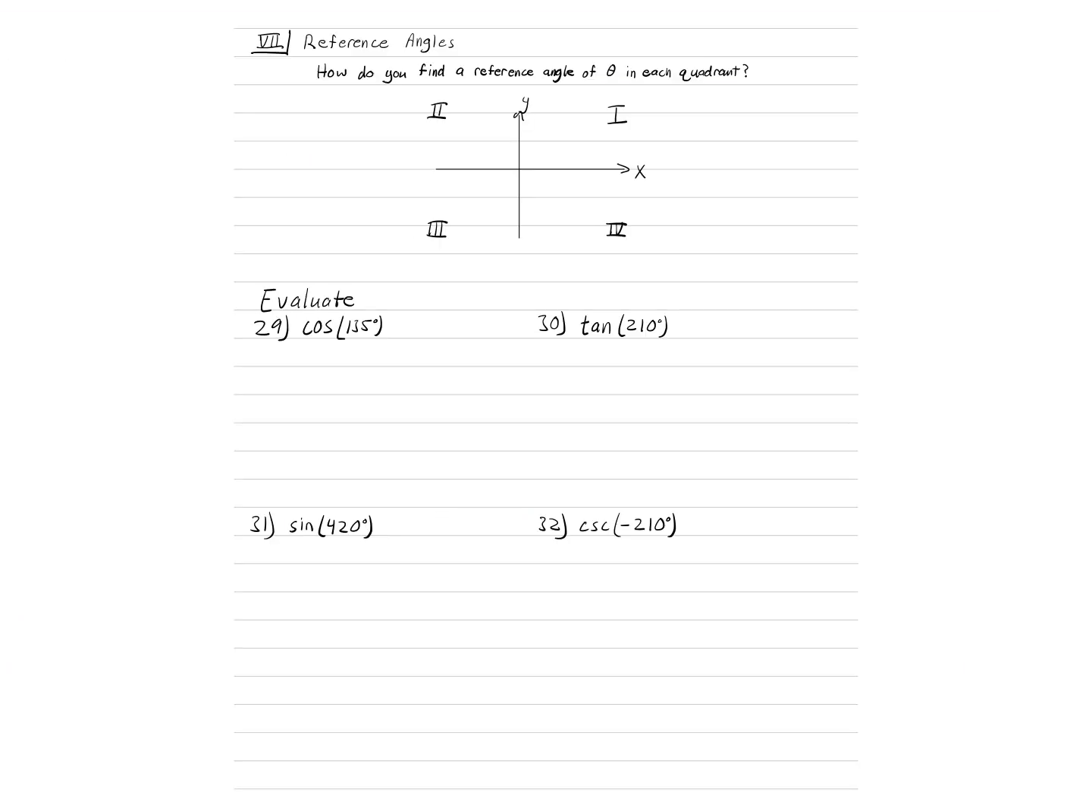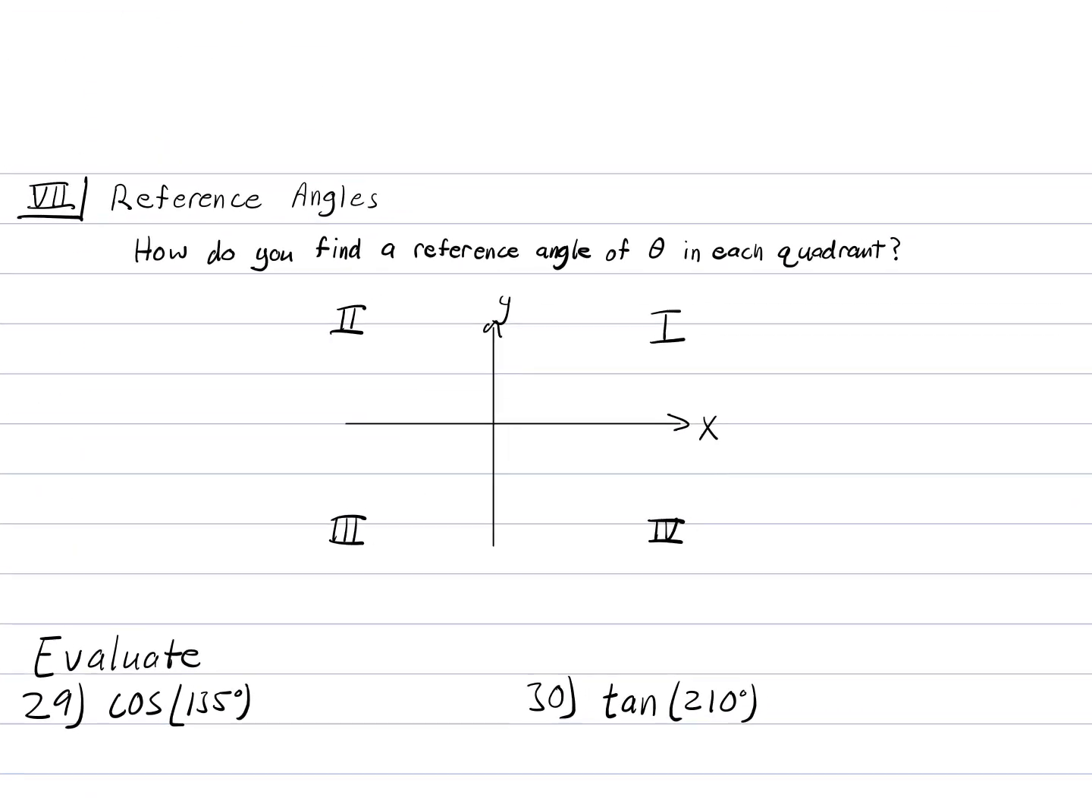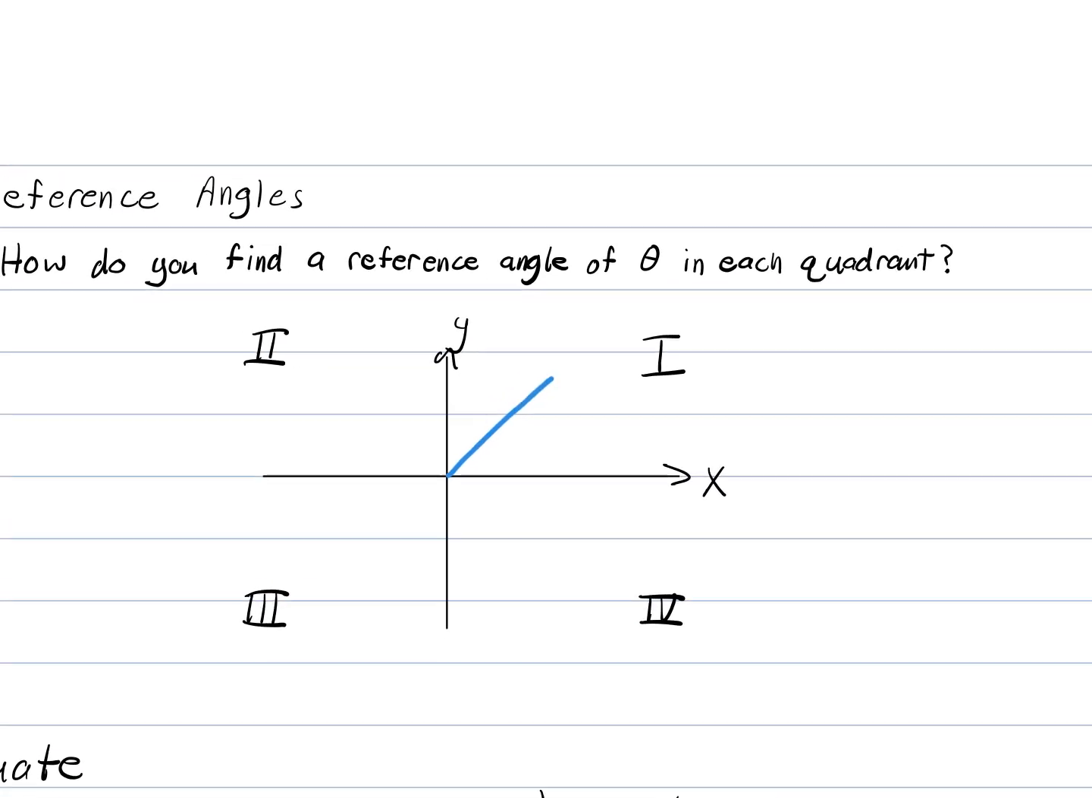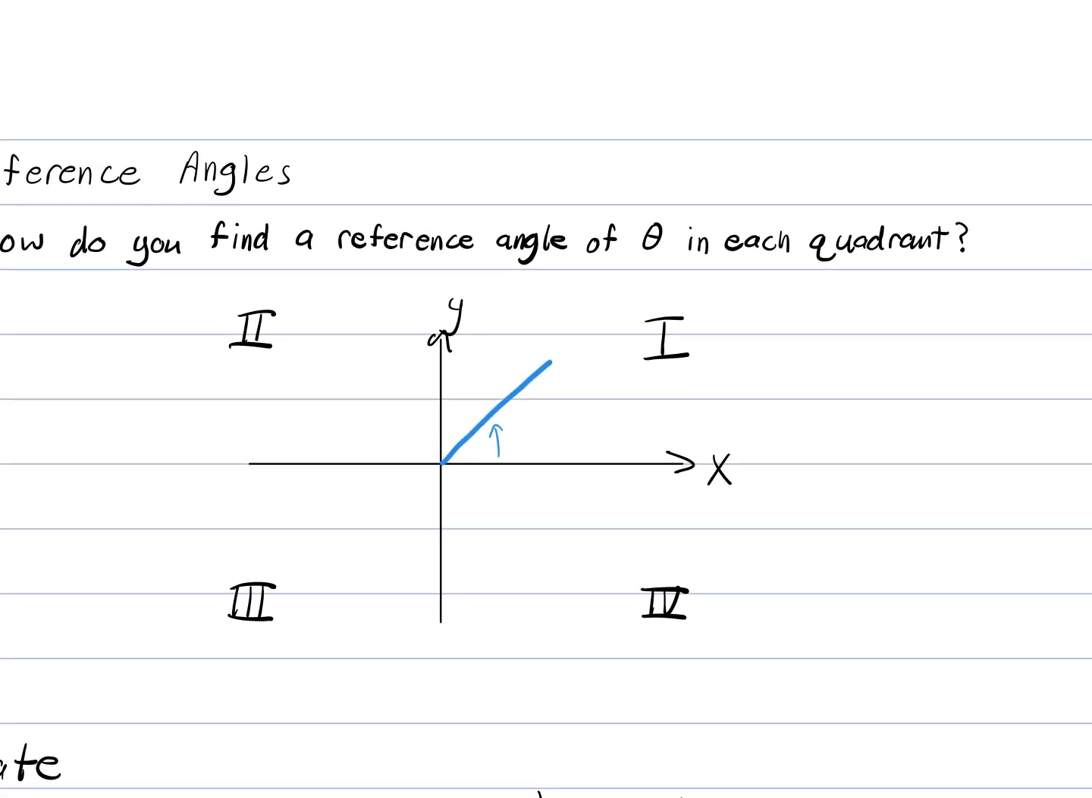All right, so last page on this review, a couple of things I want to go over. In this first part of it is finding a reference angle in each quadrant. So in the first quadrant, if I have my angle right here, there's nothing really that you need to do to that. The whole point of finding a reference angle is to make a right triangle. And here, whatever angle we have is already going to be part of a right triangle, right?